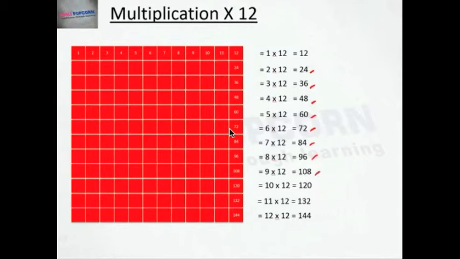10 times 12, the same idea, take 12, add 0. You get 10 times 12. 11 times 12 is 132. 12 times 12 is 144.